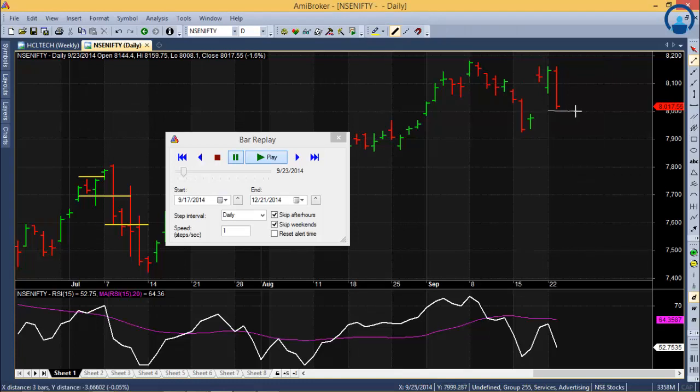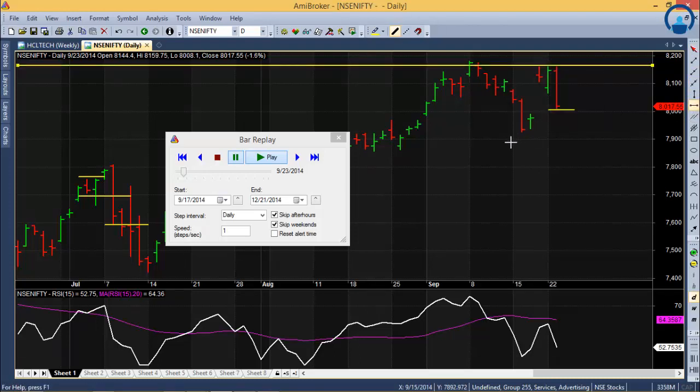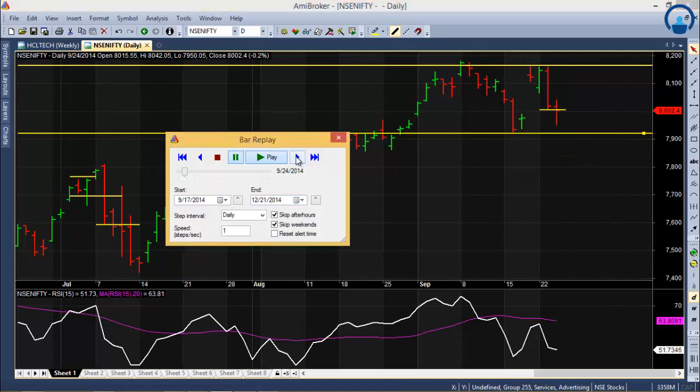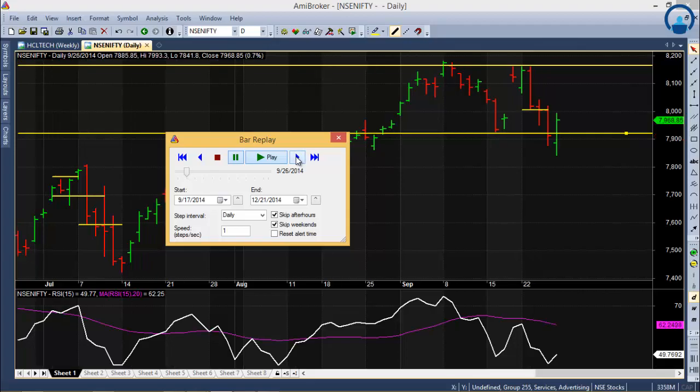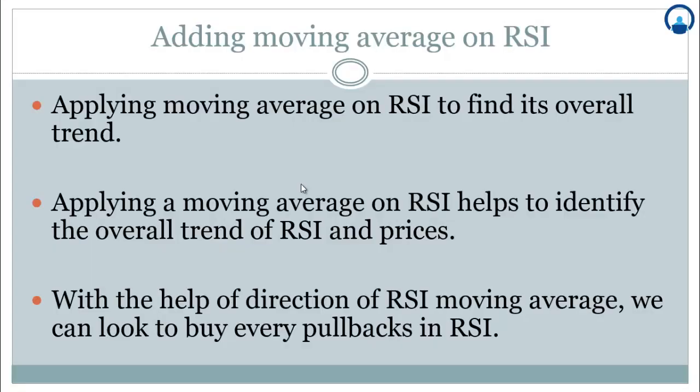So we will place a short trade below this low with a stop loss of this recent swing high. Our aim is that prices should breach this low level. Add some bars and the low level is breached. Thus we can use moving average on RSI to identify overall trend and then look for buying on pullbacks or selling on pullbacks.